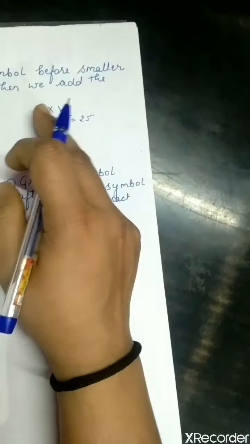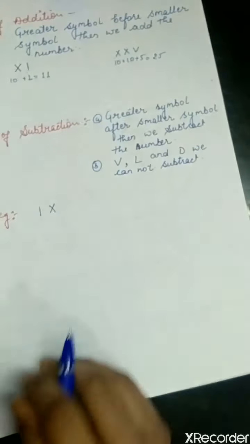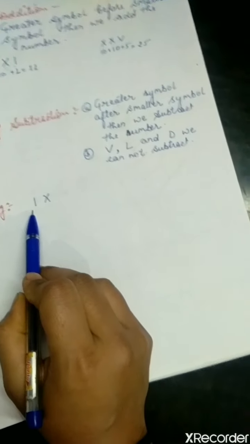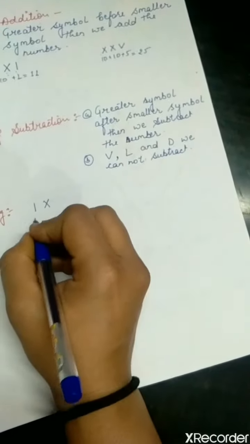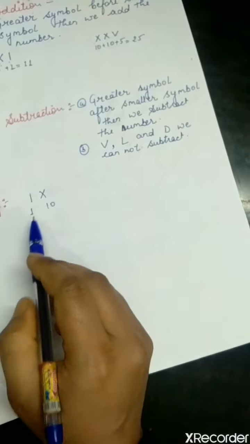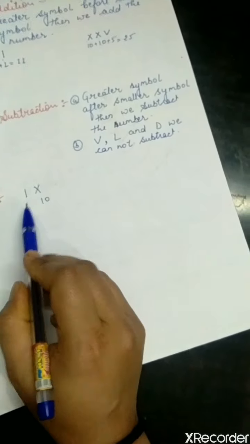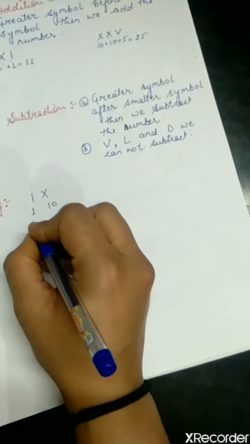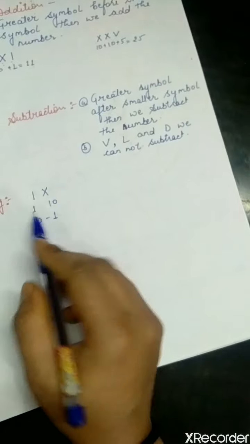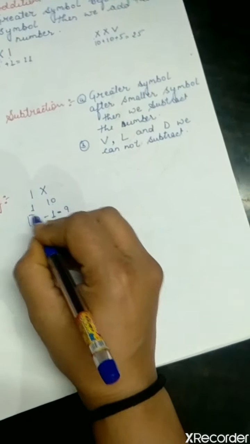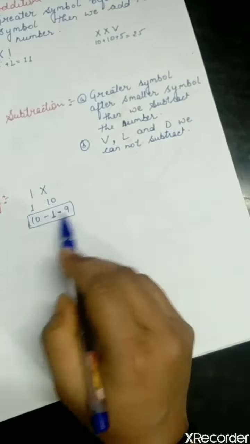Now the third rule is the rule of subtraction. In the rule of subtraction, when a greater symbol comes after a smaller symbol, we subtract the number. Suppose I is smaller than X, right? I means 1, X means 10. As you can see, 1 is smaller than 10. So in this case we will subtract the number. 10 minus 1 becomes 9. So IX is the symbol of 9.